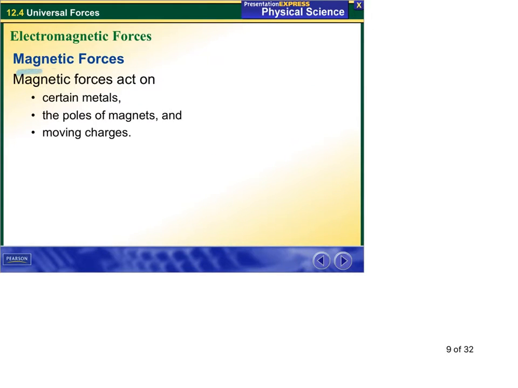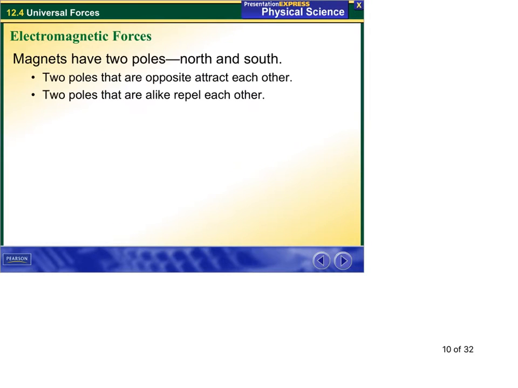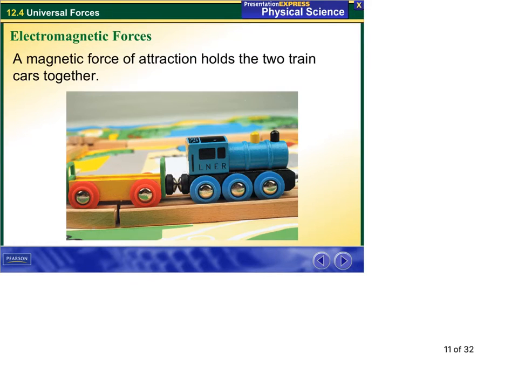Magnetic forces act on certain metals, poles of magnets, and moving charges. Magnets have two poles, north and south, sometimes also illustrated as positive and negative. Opposite poles attract, like poles repel. Illustration, magnetic attraction holding the toy train cars together.